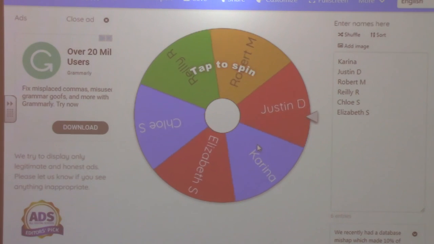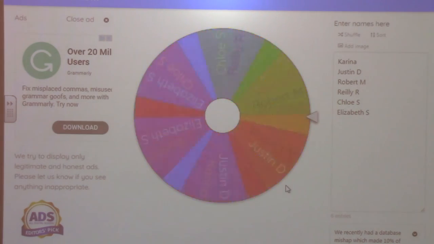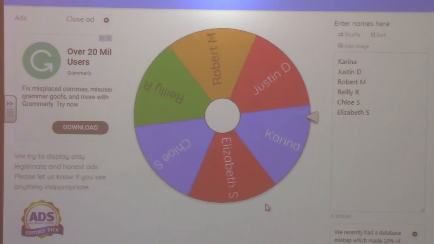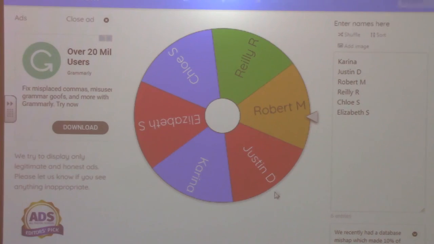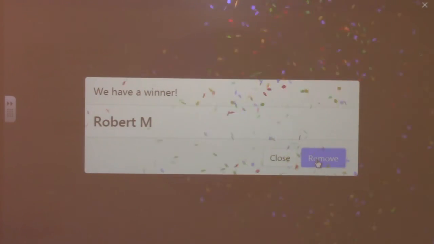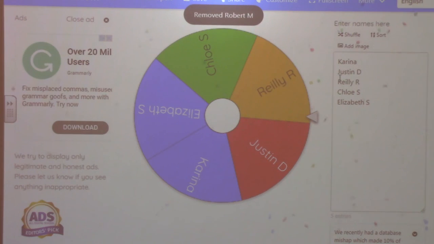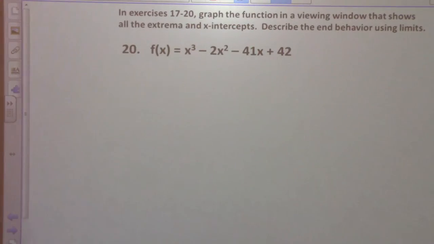Okay, I'm gonna have somebody choose a window for me here. Use our random name generator. And we got Robert. You are the chosen one. We have a winner. That's you, Robert. What is your window for this one? The x minimum is -10, the x maximum is 10. The y minimum is -125. The y maximum is 150.